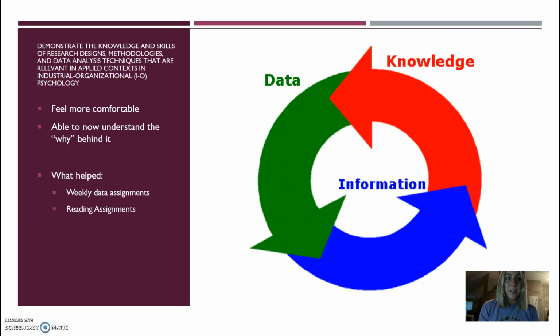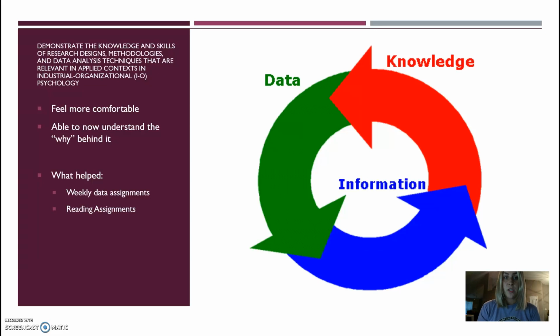So the first objective is demonstrate the knowledge and skills of research designs, methodologies, and data analysis techniques that are relevant in applied context in industrial organizational psychology. So overall, throughout the semester, I feel like I've definitely gotten more comfortable with this. Of course, with previous statistics courses, I was pretty well versed in the different types of techniques and methodologies that we've learned in those courses.